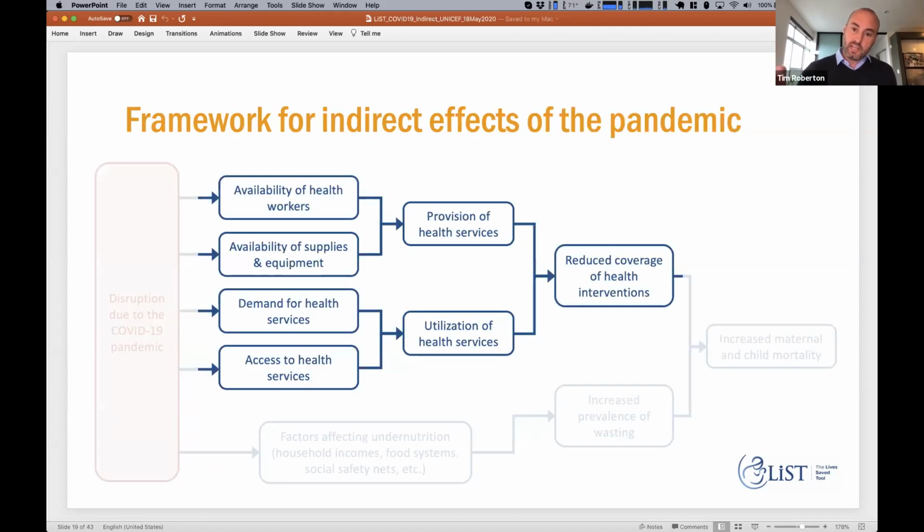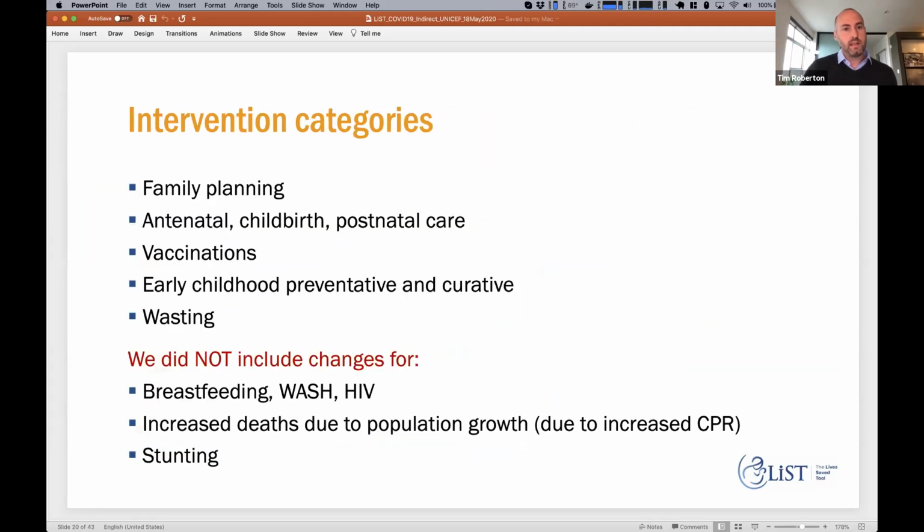When we say reduced coverage of health interventions, we've lumped everything together. This actually represents upwards of 70 different maternal and child health interventions. And we categorized them into different categories and slightly adjusted the assumptions differently for each of these categories. So what we included in the model were interventions related to family planning, antenatal care, childbirth care, postnatal care, vaccinations, although we attenuated the impact of those vaccinations, and then early childhood preventative and curative, and wasting.